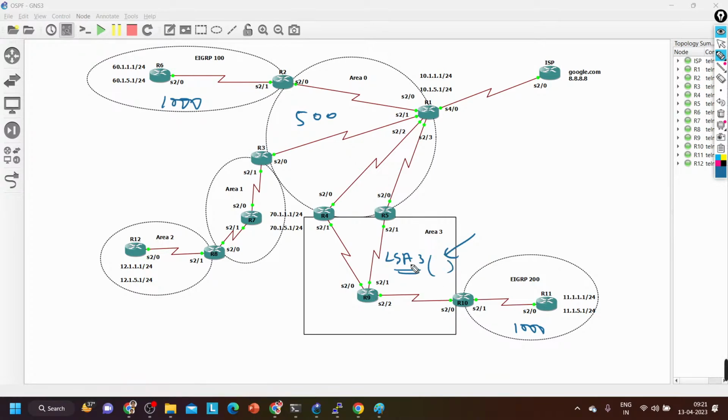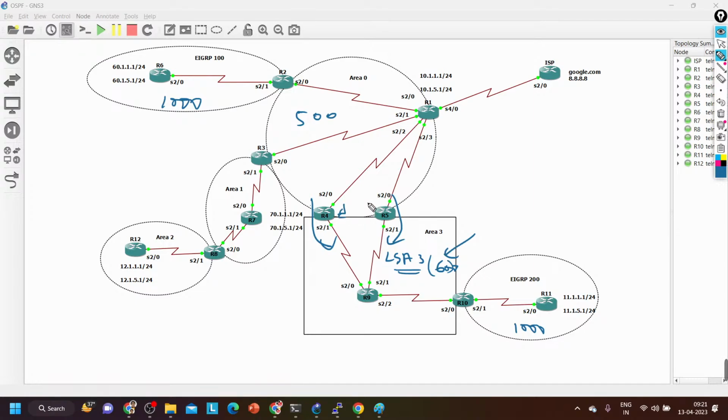How many LSA 3 will be there? 500. This router will send 500 and this router will send 500. Yes or no? 600 LSA 3 will be there. Yes or no? 500 which, sir? There are two ABRs.